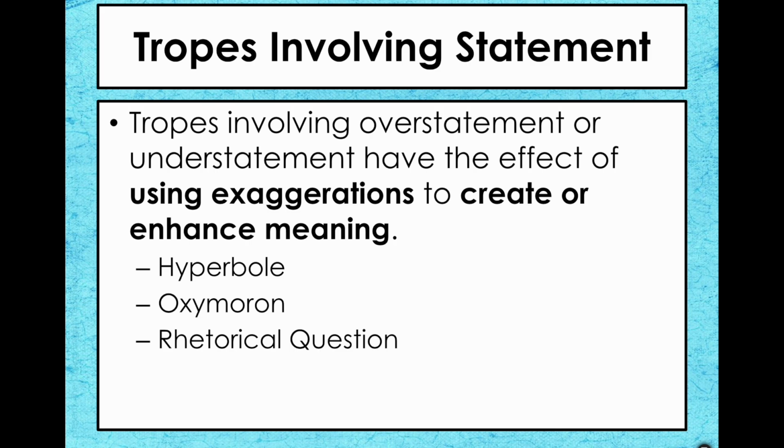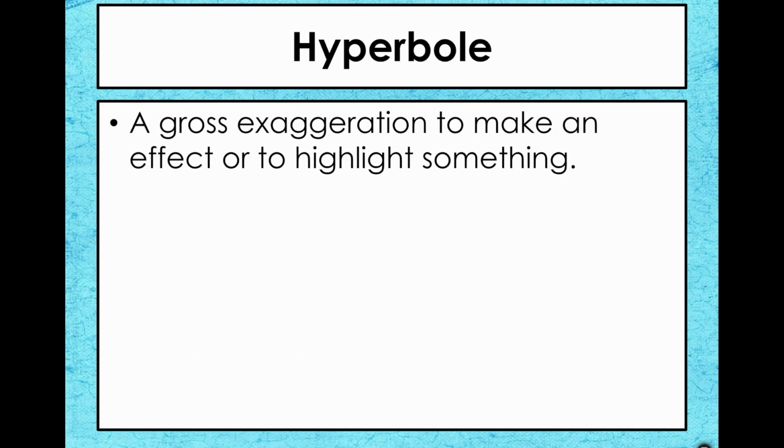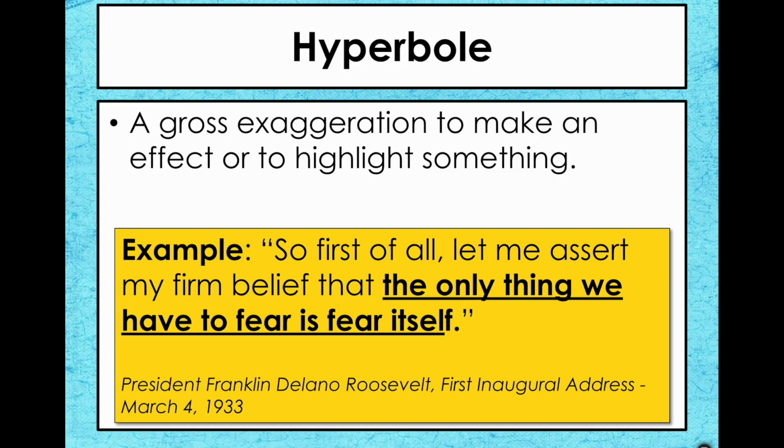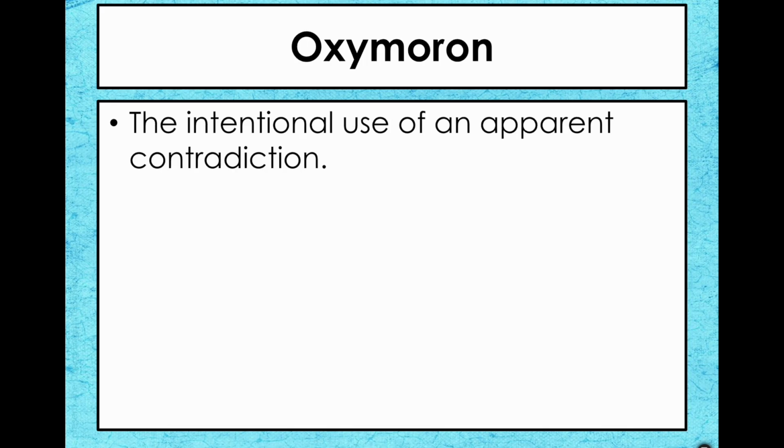Next, we have tropes involving statement. So these have the effect of using exaggerations to create or enhance meanings. These ones include hyperbole, oxymoron, and rhetorical questions. Hyperbole is a gross exaggeration to make an effect or to highlight something. We can see this hyperbole in FDR's first inaugural address. This line should sound familiar to y'all. The only thing we have to fear is fear itself. That is an exaggeration.